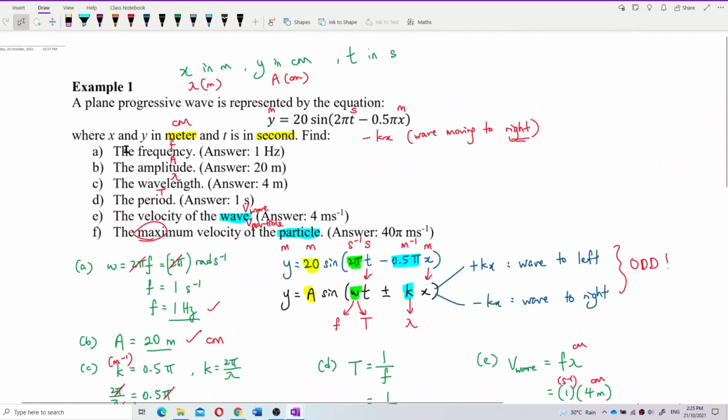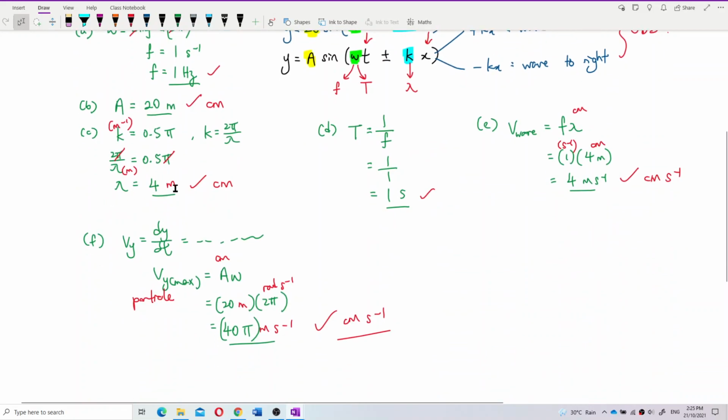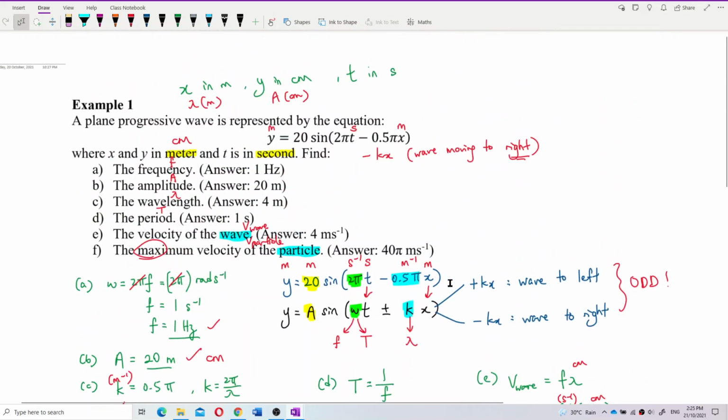Okay, this time all x and y are in meter. So we can say the amplitude is in meter, lambda in meter, velocity of wave in meter per second, and particle vibrational velocity also in meter per second. Okay, so that's all for this question.